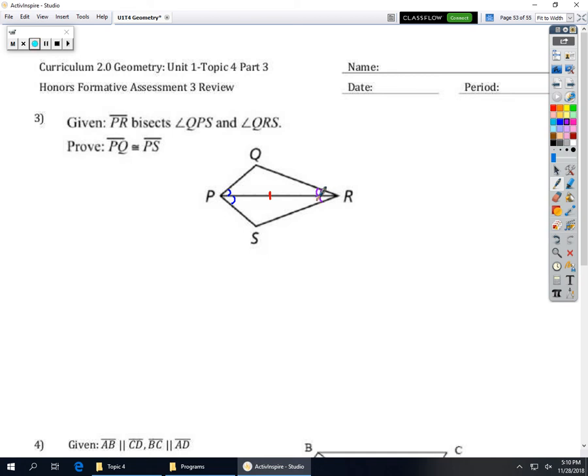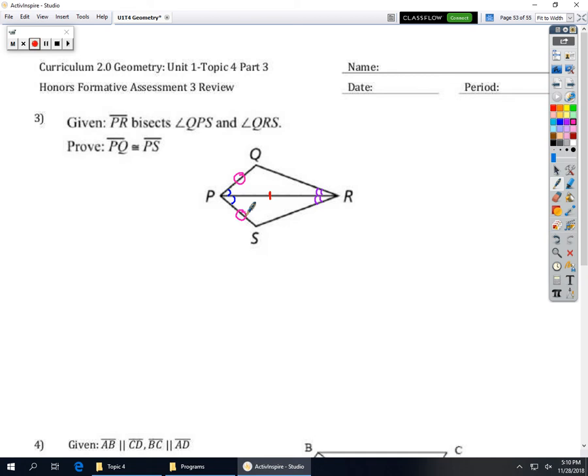Right? So those are my givens, and that's the information I could really figure out. Now, however, the question is asking for PQ and PS. They want me to prove that these two are congruent. To be honest, with the information I have, there's really no way to tell they're congruent.